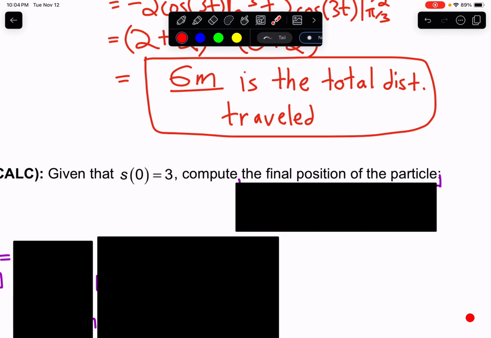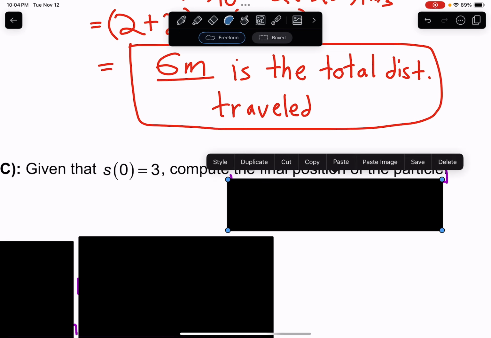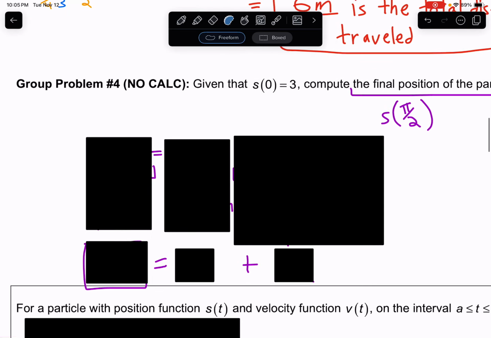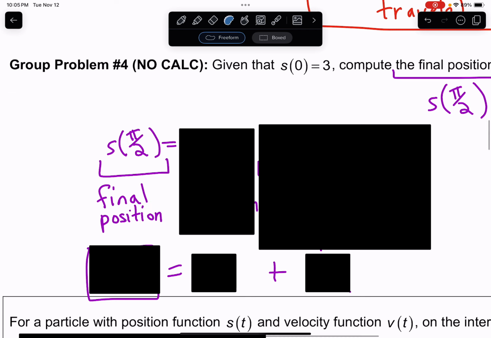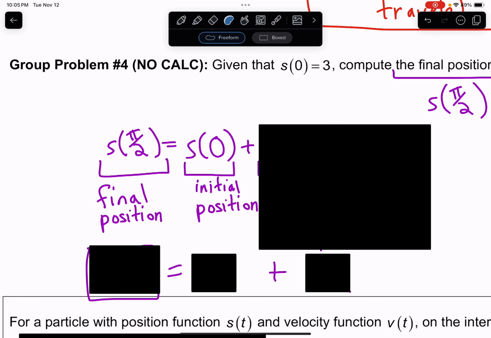Given that s of 0 is 3, compute the final position of the particle. Now remember, our interval was till pi over 2, right? And so what we are looking to find is s of pi over 2. Okay, so this is going to be an integral as a net change question here. We are trying to find s of pi over 2. That is the final position, right? I am going to start at the value that is given, which is s of 0 equals 3. That is going to be my initial position, right?